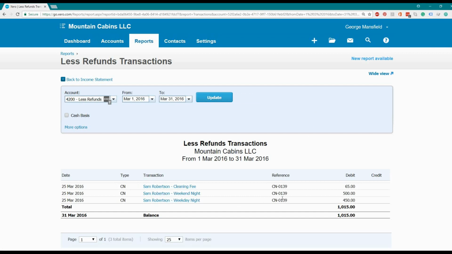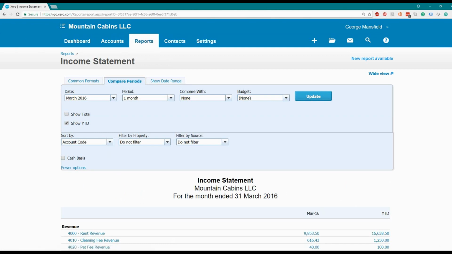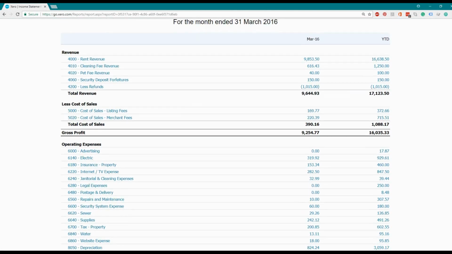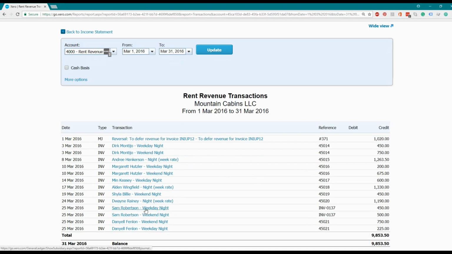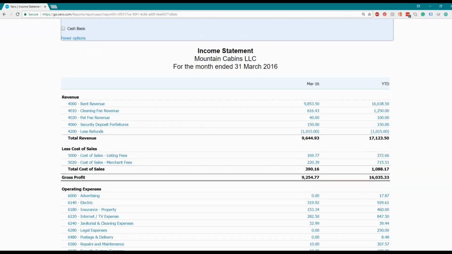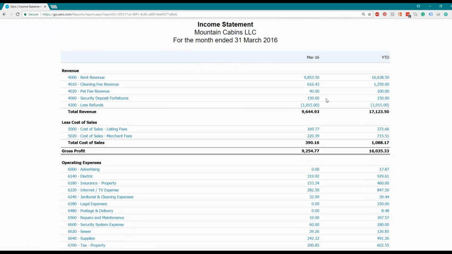All right, so we can see that we refunded him $1,015. Something must have happened with this guest where they canceled and the owner decided they were going to go ahead and give them their refund. And so actually the rent revenue was included up here in rent revenue. If we click on that once again, we will see here's Sam Robertson, and here it is showing up as income. And since that actually was not income, we gave it back to him. We're going to show that as a negative here, and we're going to deduct that, so that when we add this column up, we'll take away that money that was refunded to him.